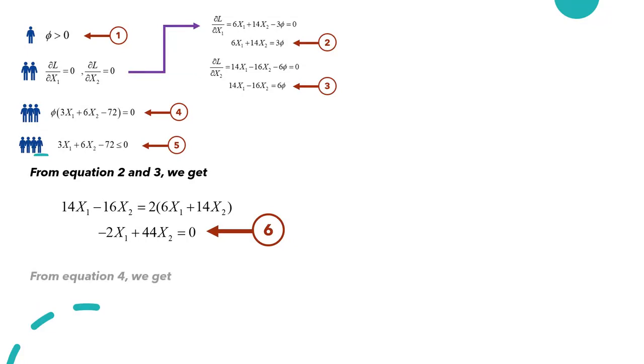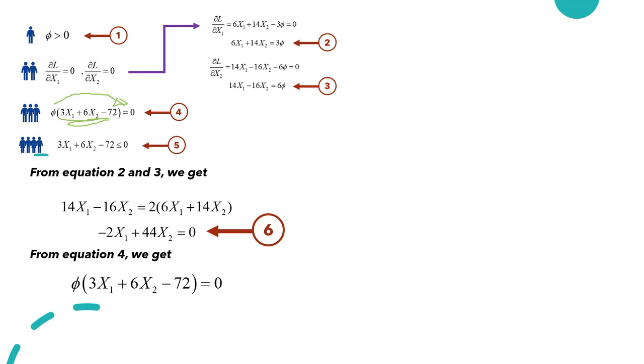Now let me consider equation number 4. In equation number 4, it is indicating that phi of 3x1 plus 6x2 minus 72 is equal to 0. You know that phi cannot be equal to 0 at any term, so only this part can be equal to 0. So I can equate it like this. As per mathematical terms, phi cannot be equal to 0, so I can consider 3x1 plus 6x2 minus 72 is equal to 0.